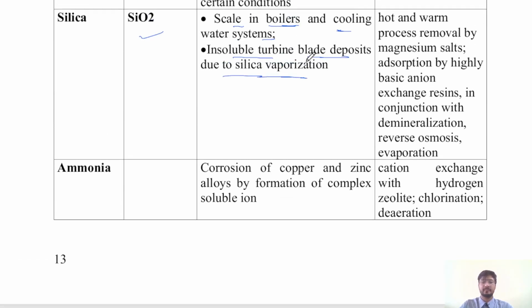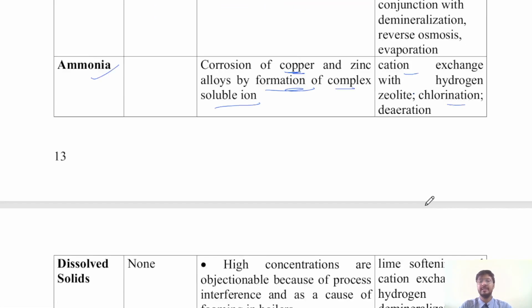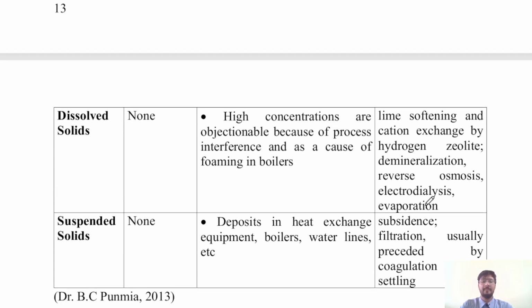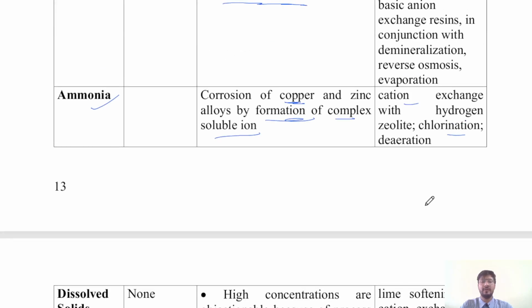Another is ammonia. Ammonia can cause corrosion of copper and zinc alloys by formation of complex soluble ions. It can be removed through cation exchange with hydrogen zeolite, and also by chlorination and deaeration. The chemical formula of ammonia is NH3.